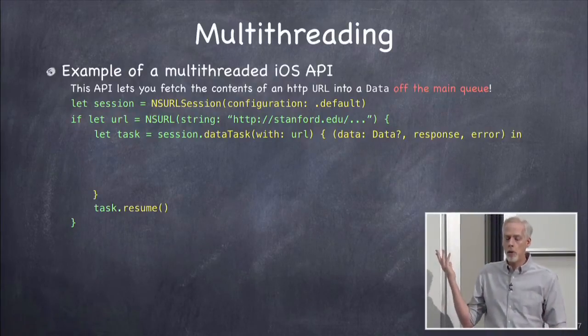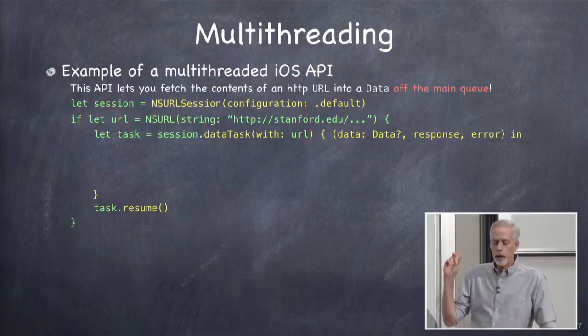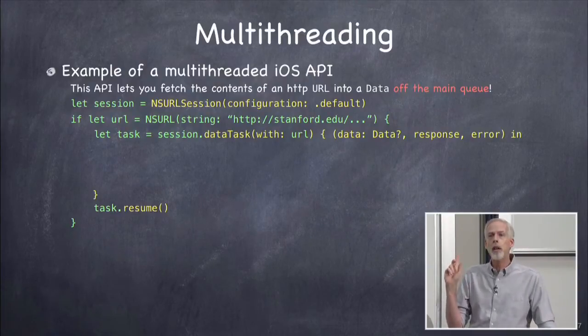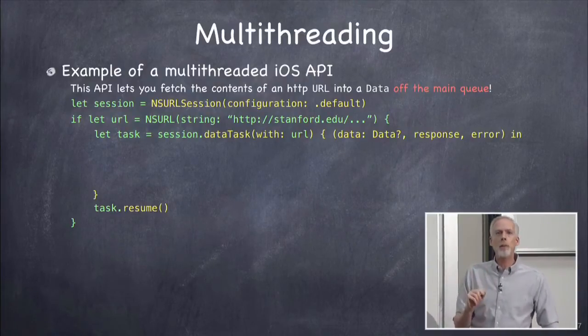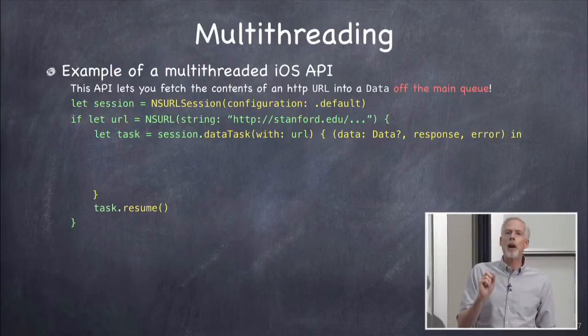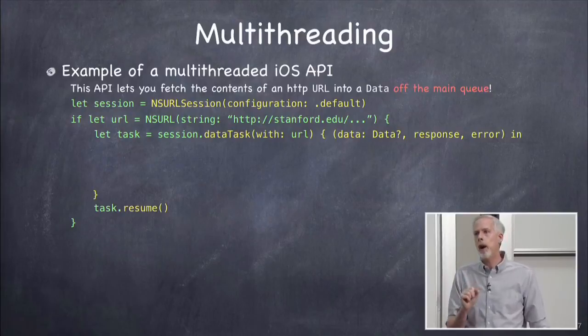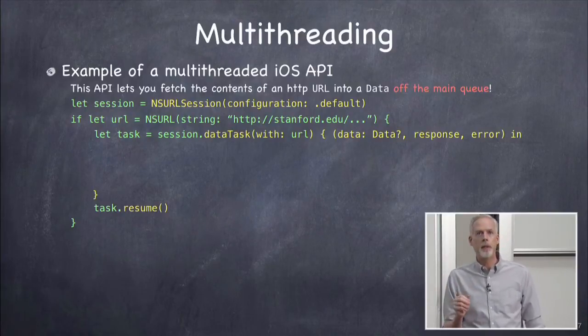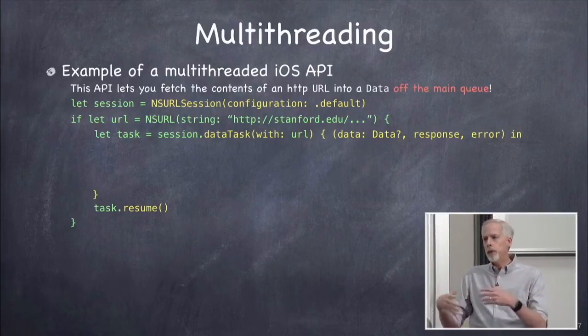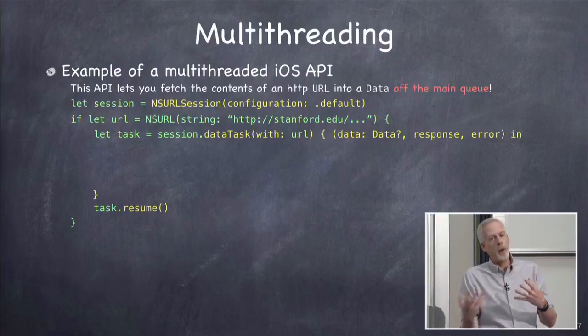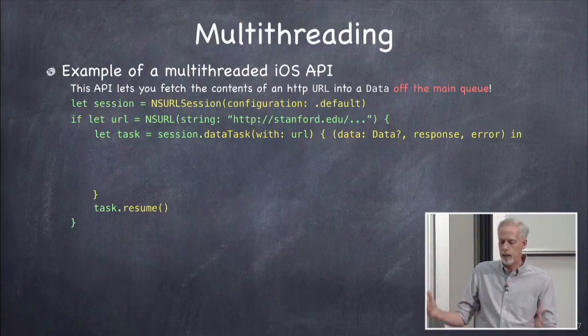What's cool about NSURL session is you see that argument there, configuration default. Well, you can change that configuration. For example, you could say, I'm going to fetch this URL, but don't fetch it over cellular. Only fetch it if I happen to be on a Wi-Fi network, for example. So you can configure how you want this fetching to happen. So it's a more powerful way of fetching than just saying data contents of.